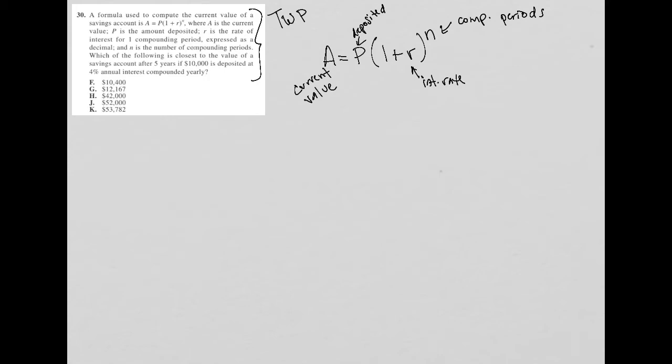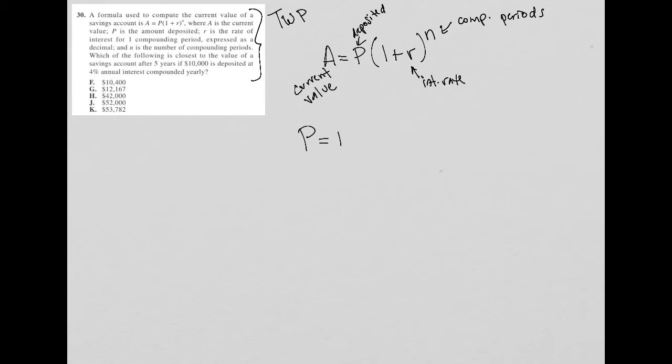So let's keep that in mind. In fact, R is the rate of interest for one compounding period expressed as a decimal. I skipped over that when I read it initially. And n is the number of compounding periods. Which of the following is closest to the value of a savings account after 5 years if $10,000 is deposited?